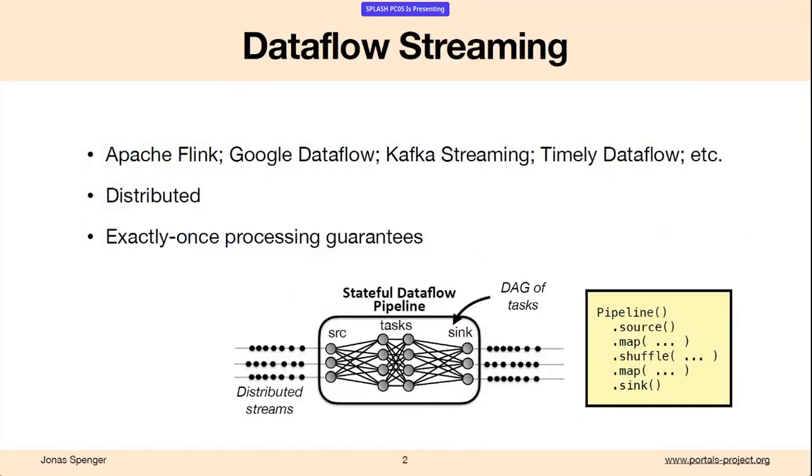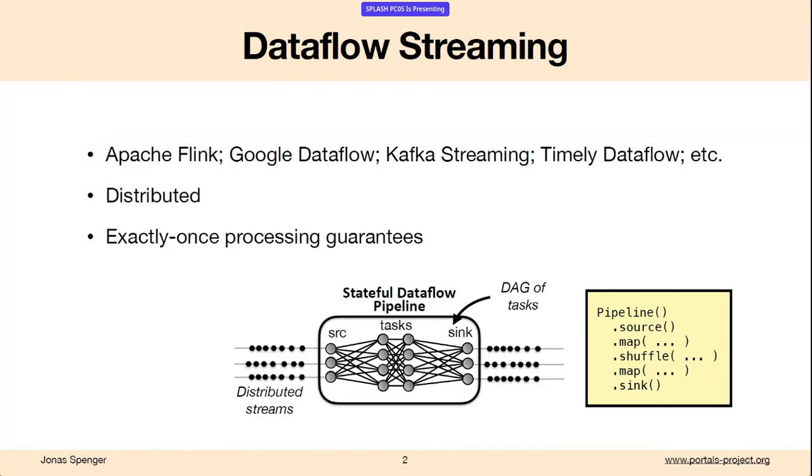Before I start, I want to talk about Dataflow Streaming, so we all have a common understanding of what I mean by this. Typical systems that you would consider Dataflow Streaming are Apache Flink, Google Dataflow, Kafka Streaming, and so on. These are distributed, so you're running the computations on many computers over the network. They also employ exactly once processing guarantees. So you have some very strong guarantees on these systems, so you can actually have certain business logic running on them.